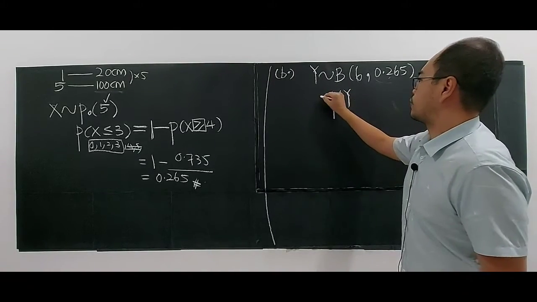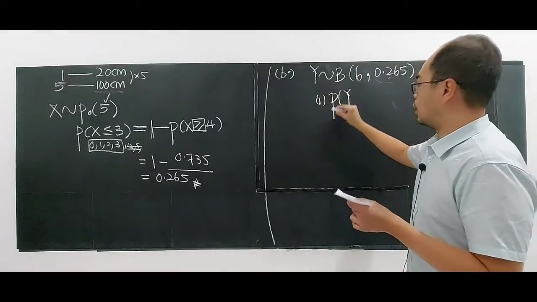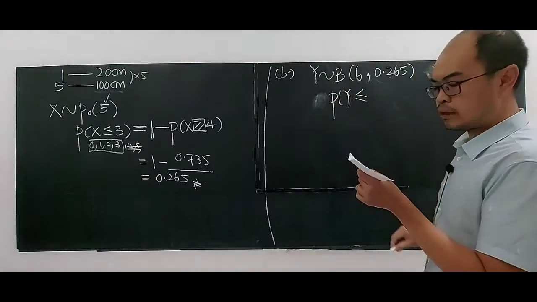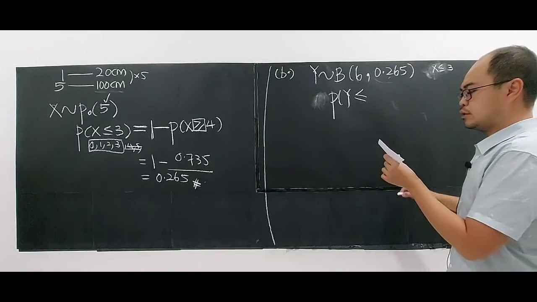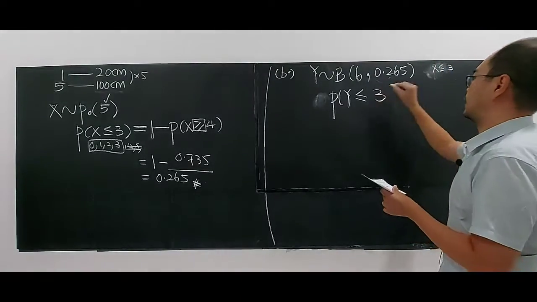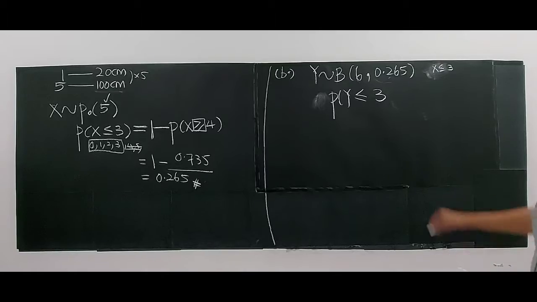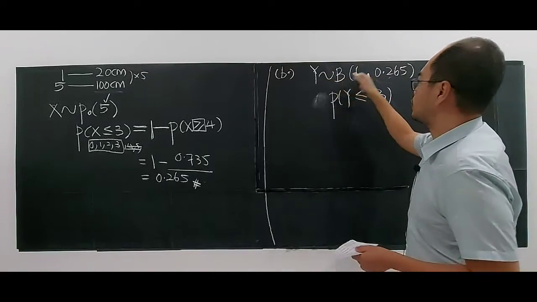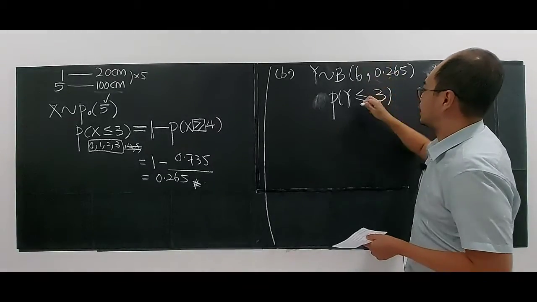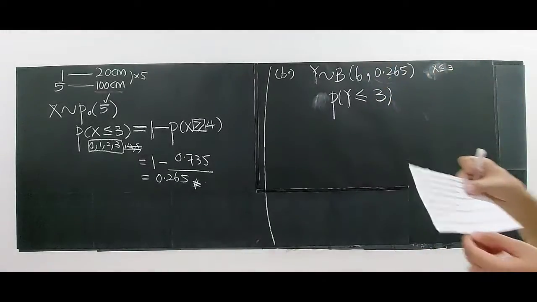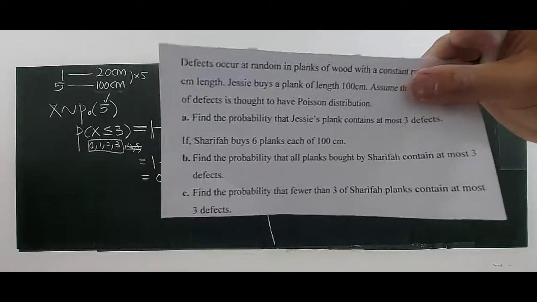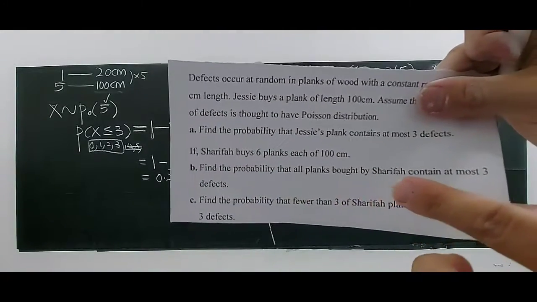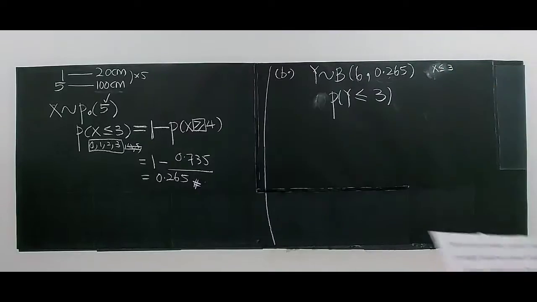Planks bought by Sharifah contain at most 3 defects. At most 3 defects. That's the meaning here. Alright, and now Y is a binomial distribution because I have 6. Means that find the probability that all planks bought by Sharifah contain at most 3 defects.